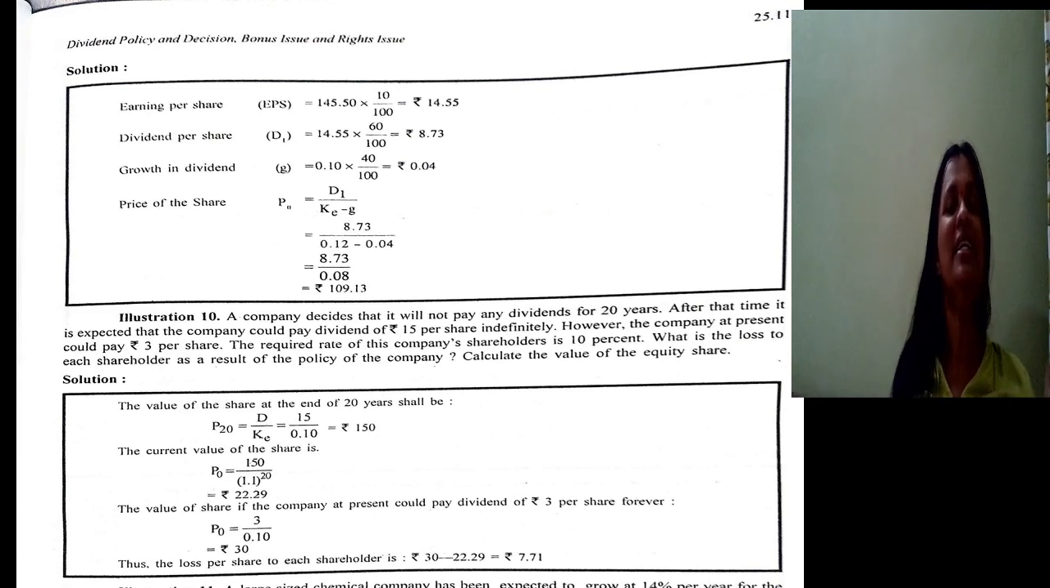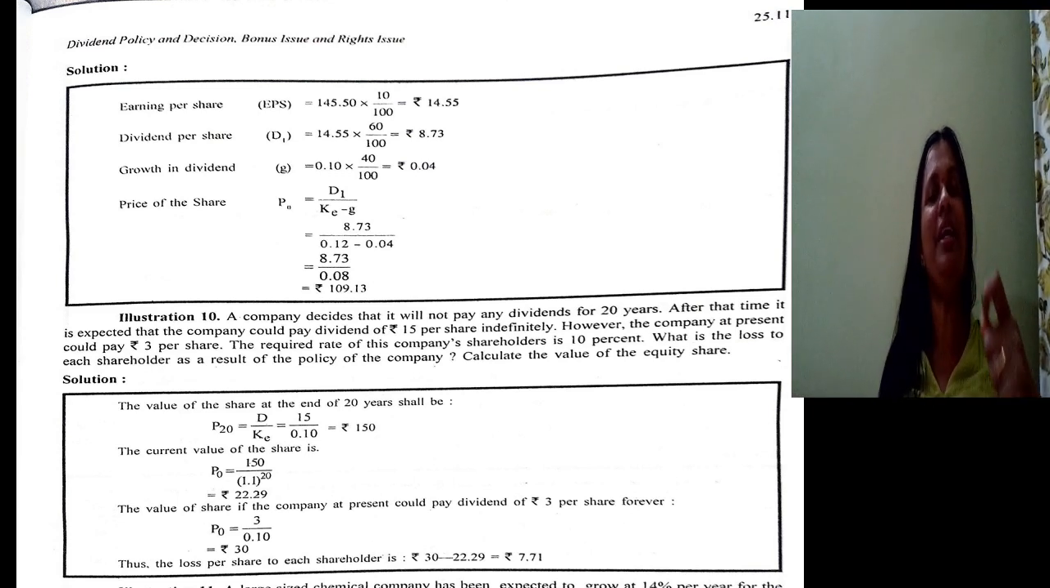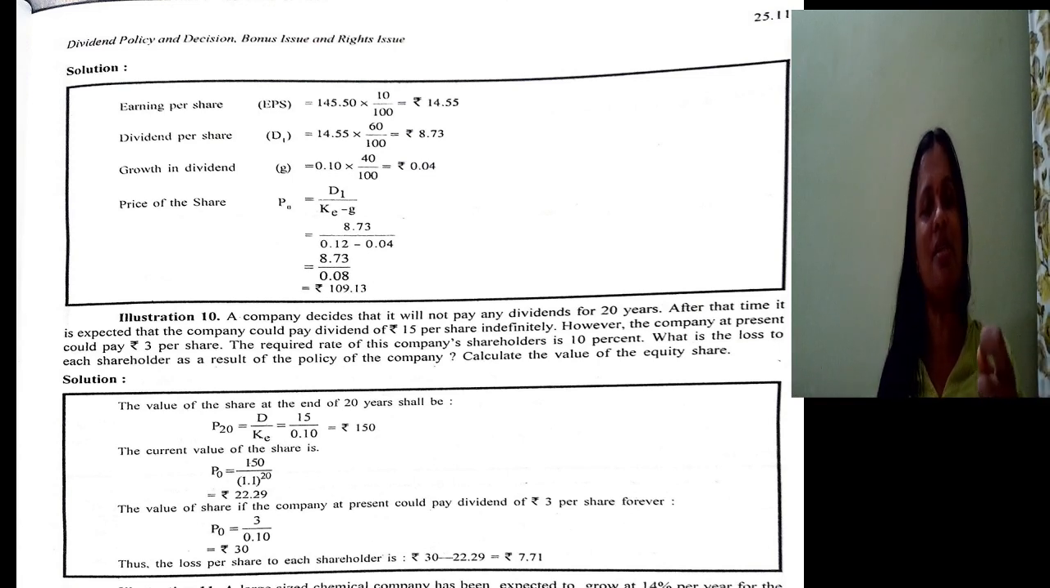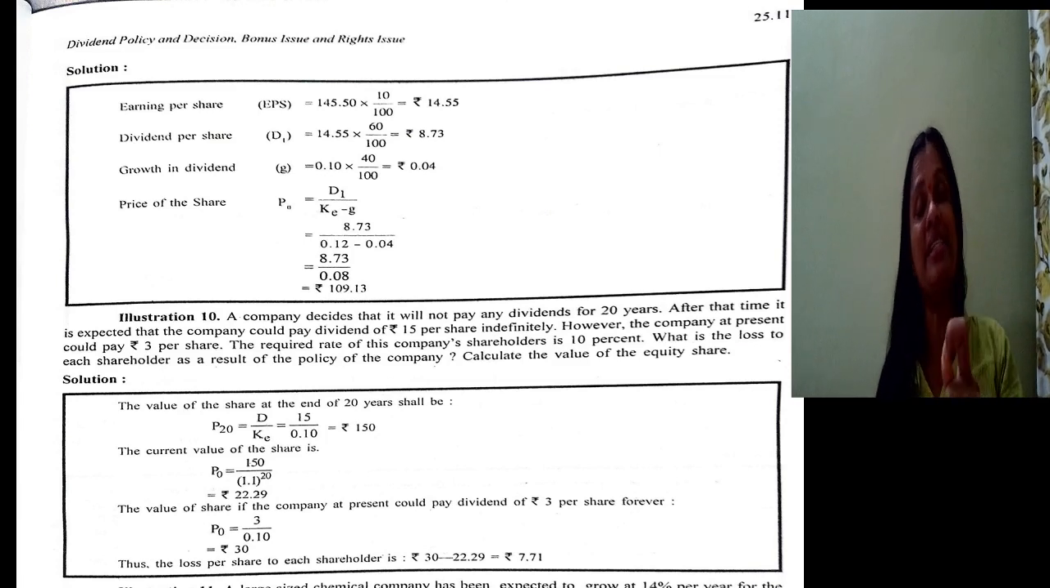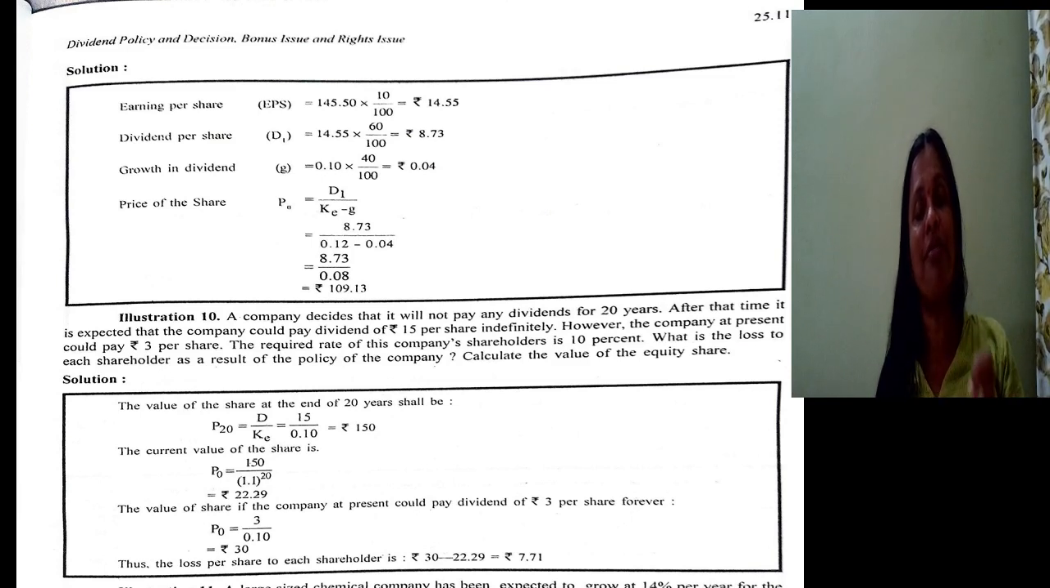Try to understand. G is always B into R. R means return, B means retention ratio. Listen carefully. R is the return, that is 10%, into the retention ratio B. How to calculate B? 1 minus the payout ratio. 1 minus 60% means 100 minus 60%, which is 40%. So 40% of 10% is 0.04, meaning 4%. Now we can calculate P.